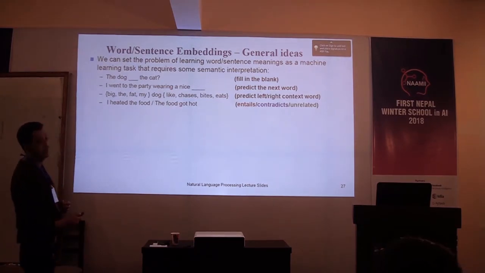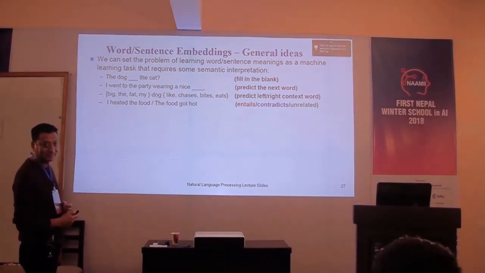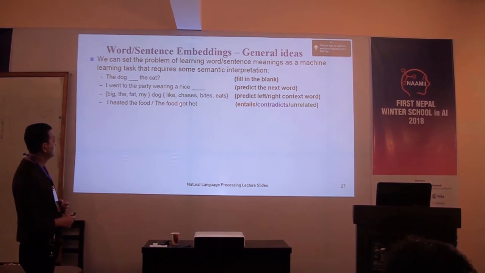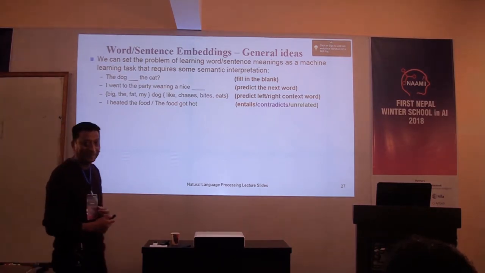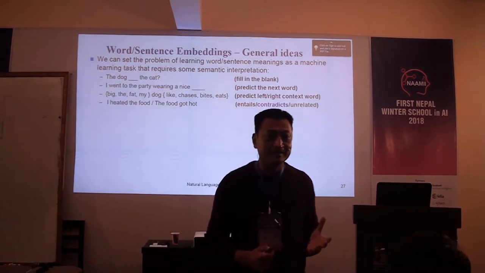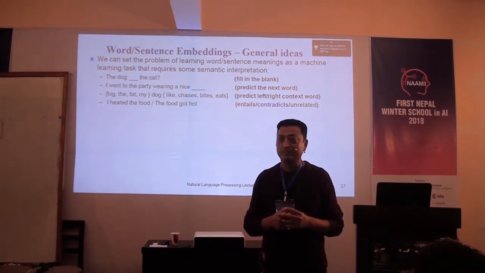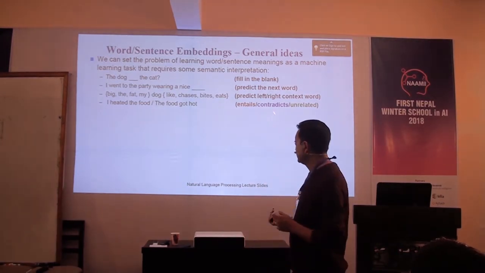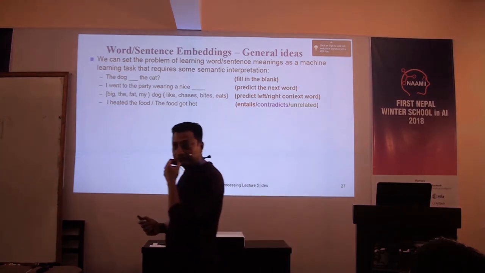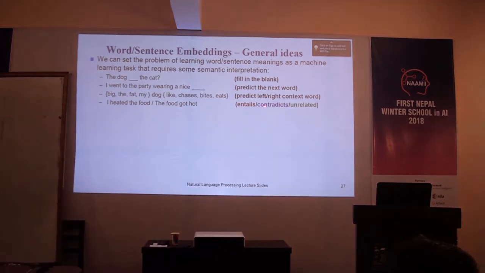I heated the food, and then, you know, there was a fight in the streets. That would be unrelated, right? I heated the food, the food got cold. Okay? So you could have these pairs, and people have constructed these pairs and then given them to thousands of people using Mechanical Turk and generated these kinds of data sets. Okay? So now, you can imagine a neural network algorithm which will take this input and that input and has to predict one of these classes, right? And in doing so, it has to learn the representation of these words that will allow it to predict these classes.